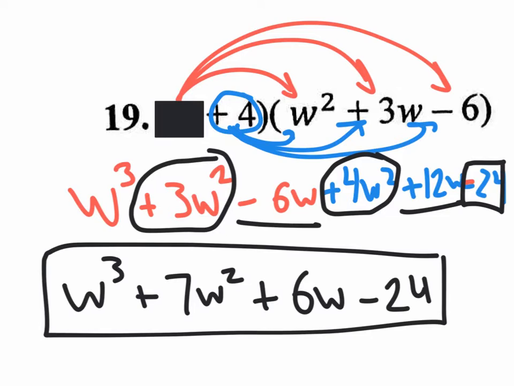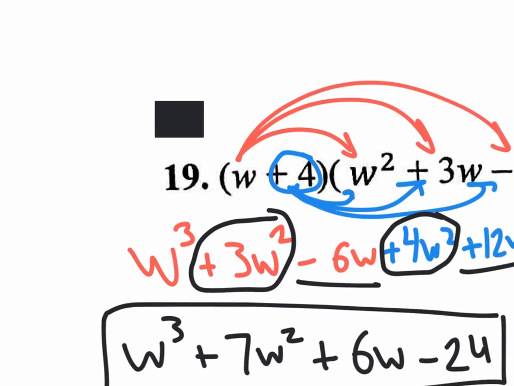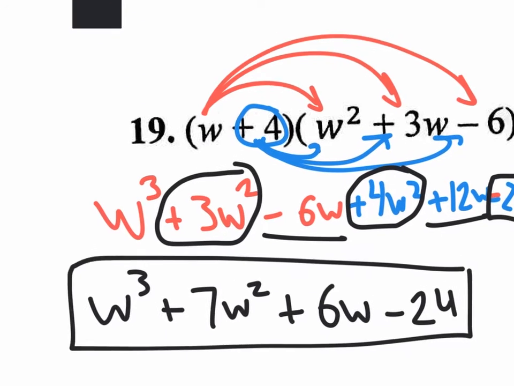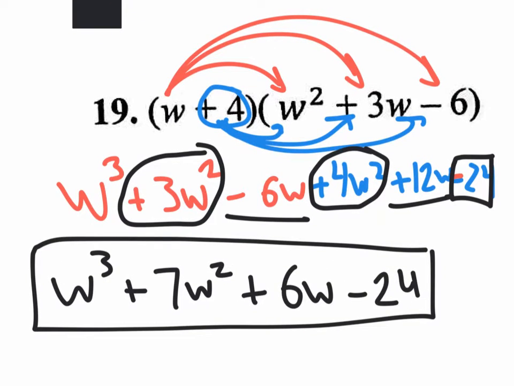Now, I want to emphasize what I've done here. I've combined like terms with different symbols. Now, what do I mean by different symbols? I just brought down the w to the third. I use circles to show that I'm combining the w squares. I underlined the w's to combine those, and I put the constant in a box. That's what I showed when I combined like terms. So first you distribute, and then you combine like terms.